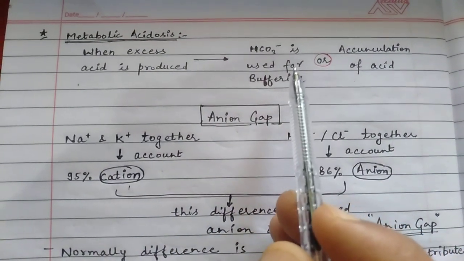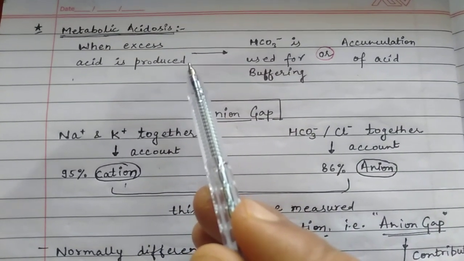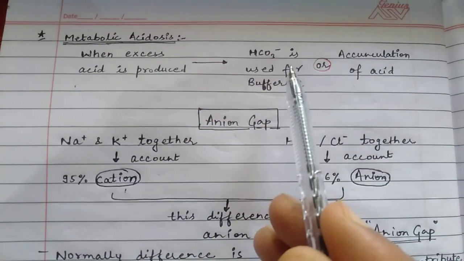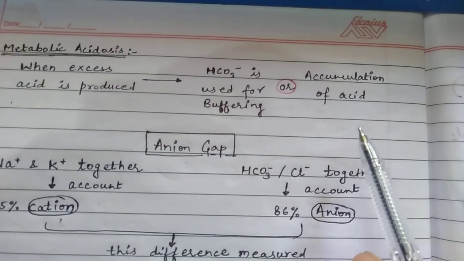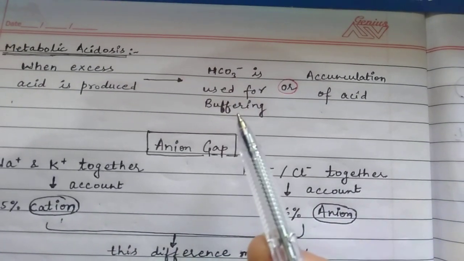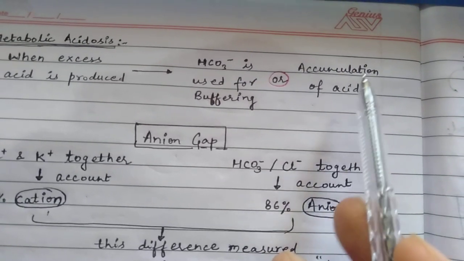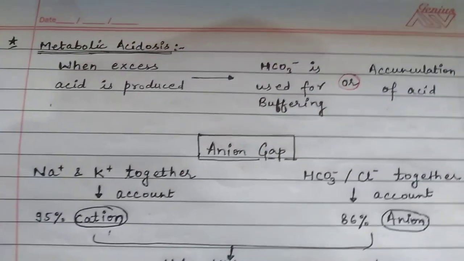Whenever acid is produced due to cellular metabolism, the bicarbonate buffer is utilized, and because of that, after the utilization of the bicarbonate buffer, there will be formation or accumulation of acid. This accumulation of acid causes metabolic acidosis.